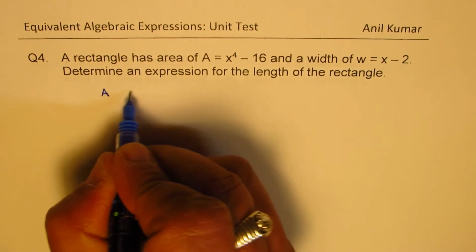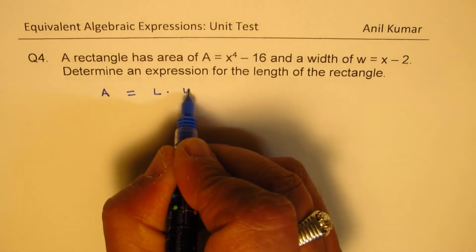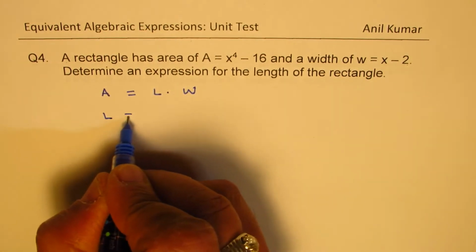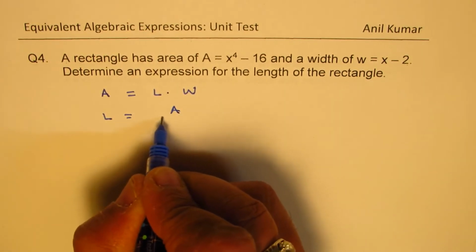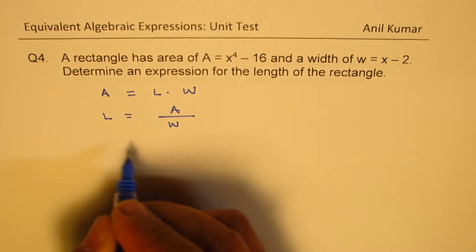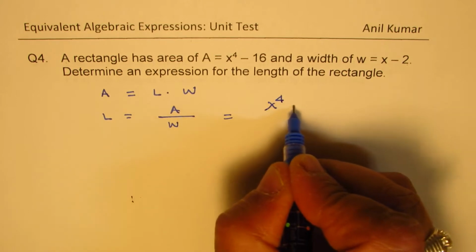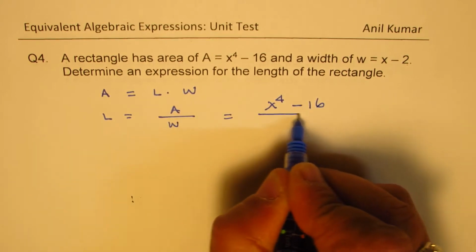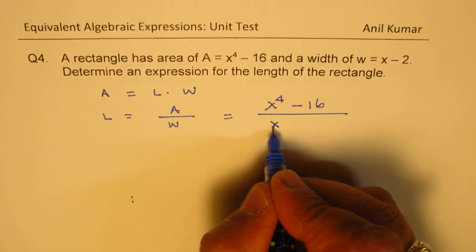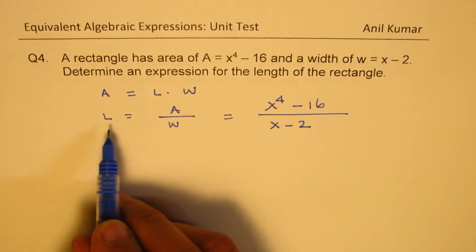So we know that area is length times width, right? So length basically will be area divided by width, right? So in our case, we are given area as x to the power of 4 minus 16 and the width is x minus 2. So we need to find length.